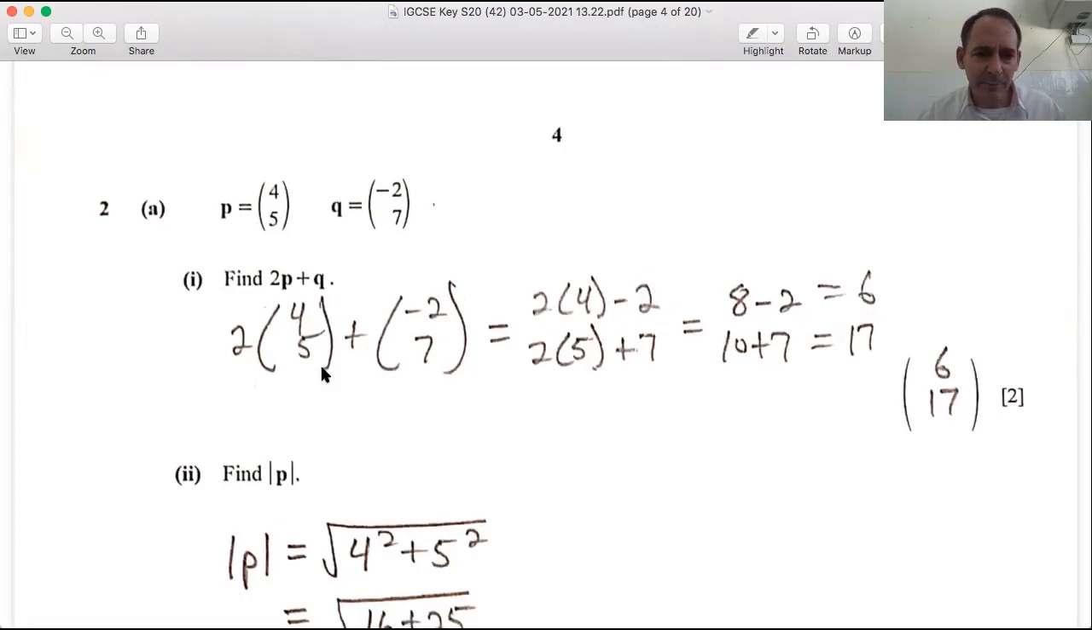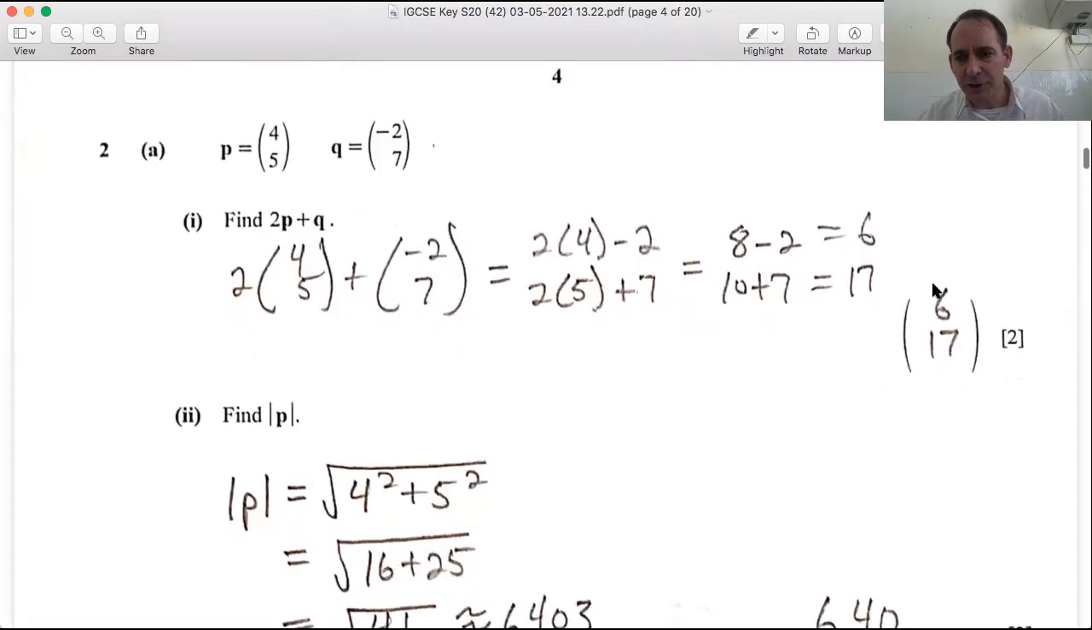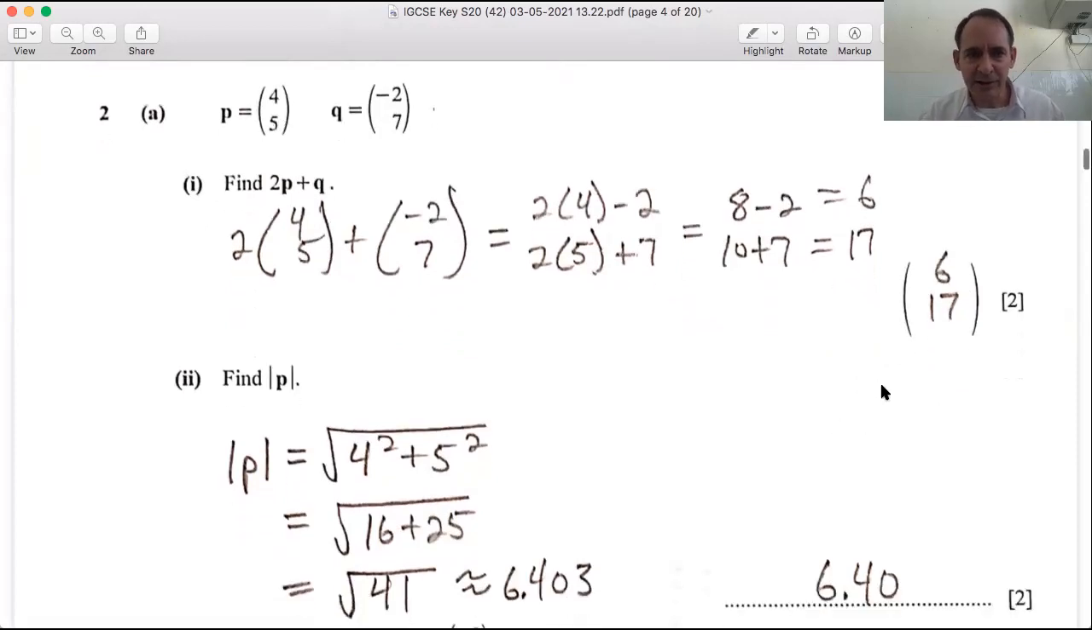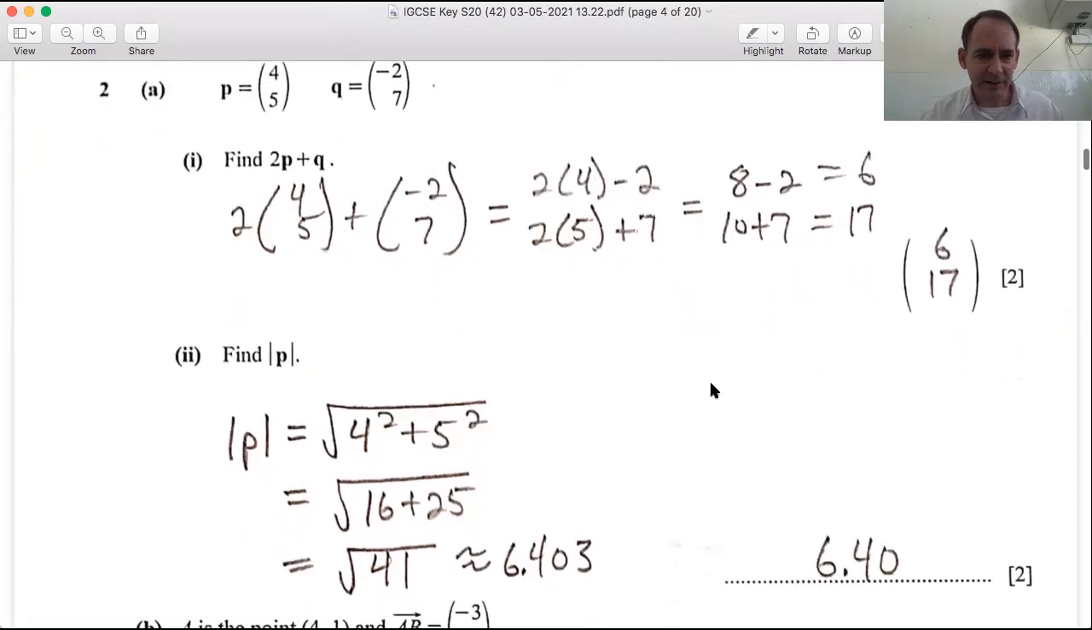Then for the y component, 2 times 5 plus the 7. So you get 10 plus 7, 17. So our new column vector is 6 and 17. It's not a fraction, so don't put the fraction bar in there. It's an x and y value of this component vector.